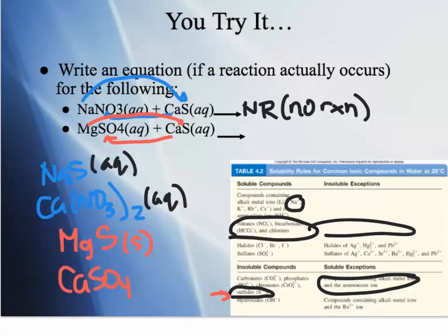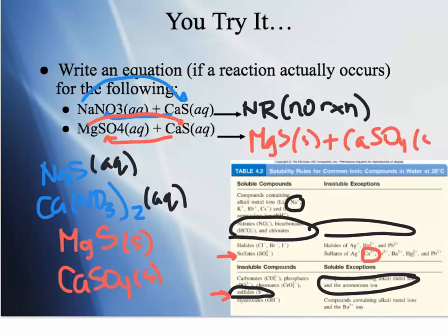Now, calcium sulfate. Sulfates are usually soluble, meaning they're able to dissolve in water. They do have some exceptions, and calcium is one of them as well. So this guy is also going to be solid. So we're going to end up with MgS and CaSO4. Bam. All right, there you go. Let's keep on moving.